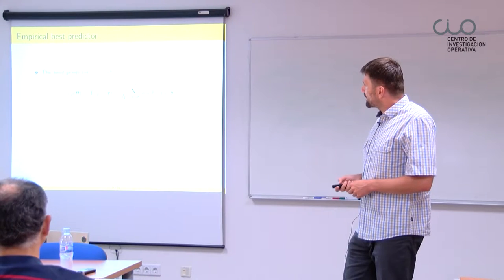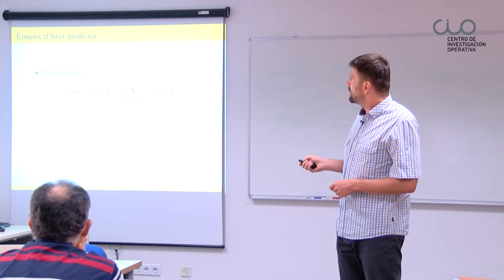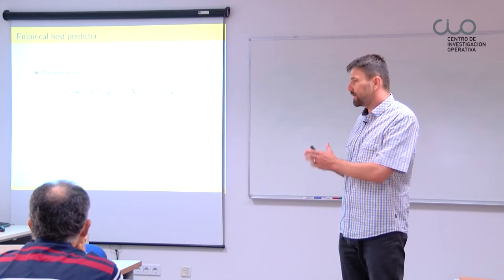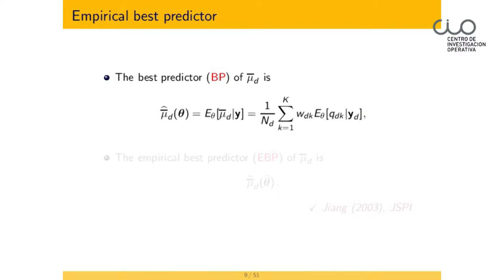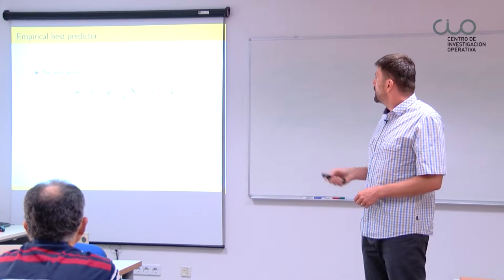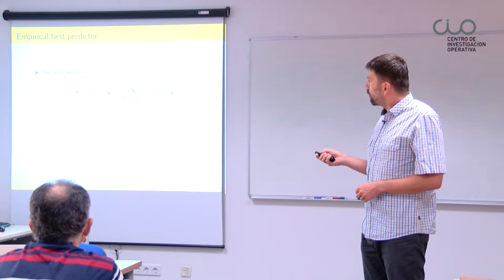In this case, the best predictor of our quantity of interest is defined as the conditional expectation of the quantity given the sample. So we have the sample, and we have to calculate the conditional expectation. Under the categorical setup, we can write it in closed form. Here we have the weights, the number of individuals in each covariate group, and this is the conditional expectation of the probability given the sample. This expectation again involves an integral, so we have to approximate it by Monte Carlo simulation. This is the so-called best predictor.